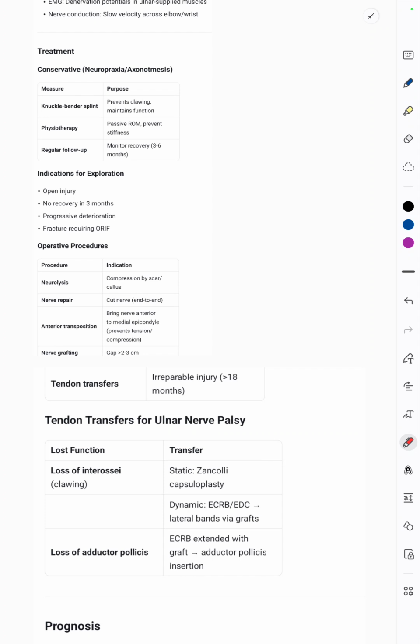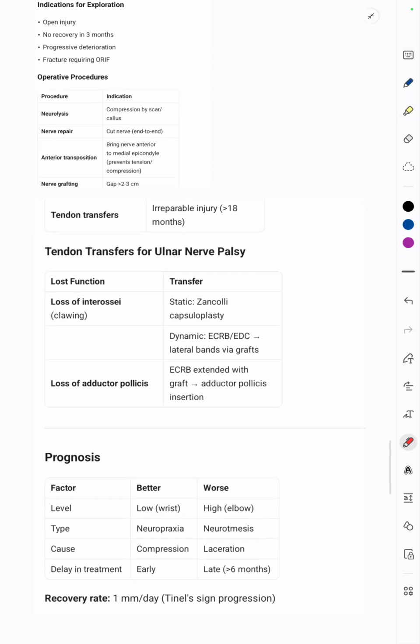Then nerve grafting is for a 2 to 3 centimeter gap. Then something called anterior transposition, that is, we bring the nerve anterior to the medial epicondyle. It passes below the medial epicondyle. We bring it anterior so that it prevents tension or compression.